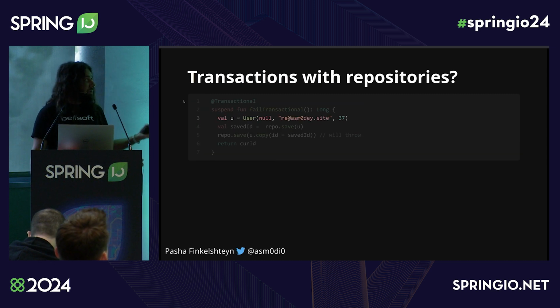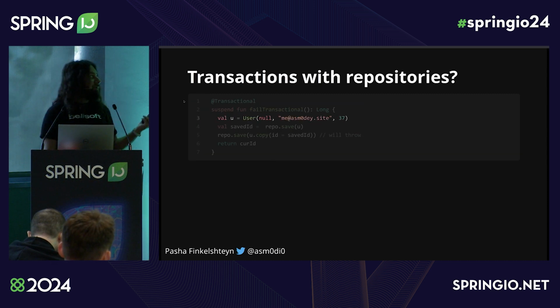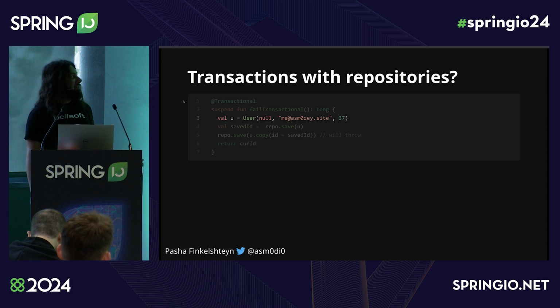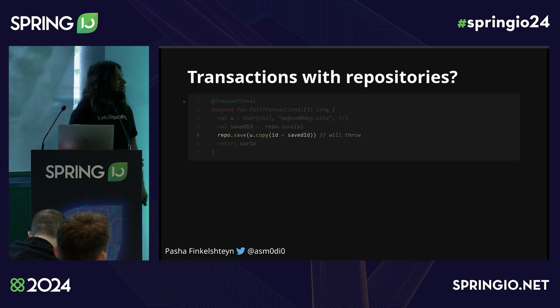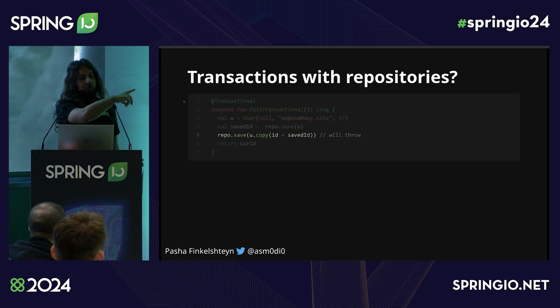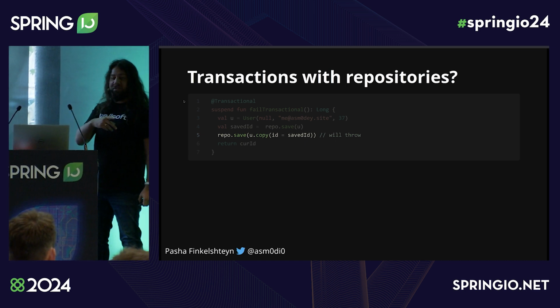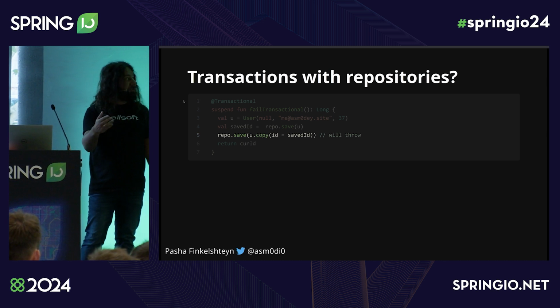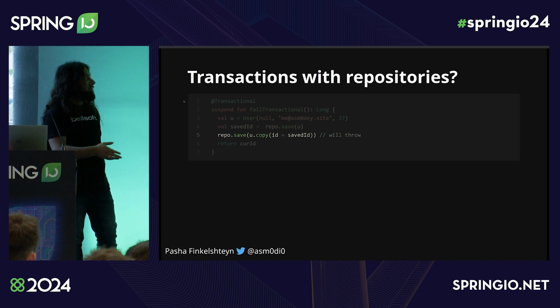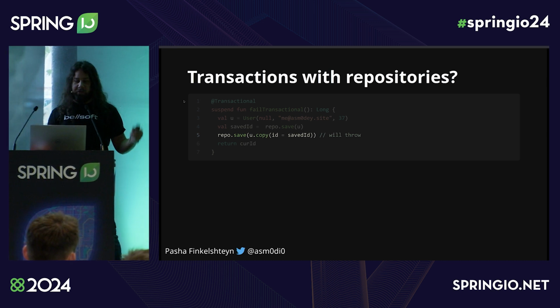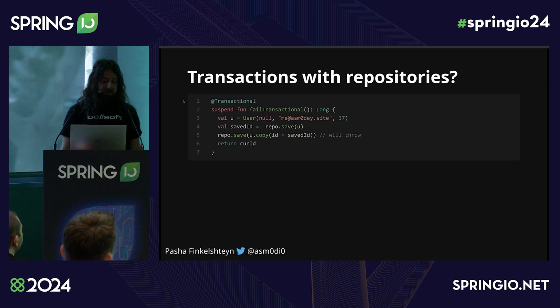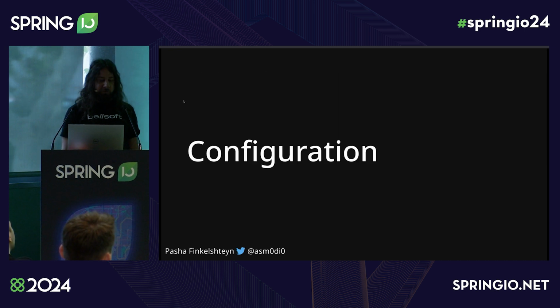And transactions work exactly the same way. For example, we instantiate this user, then we save it to our repository, then we create a copy of this user. We are not bound by any JPA limitations. User can actually be a data class. It's perfectly fine. This line will throw an exception and everything will be rolled back. Nothing will be saved.